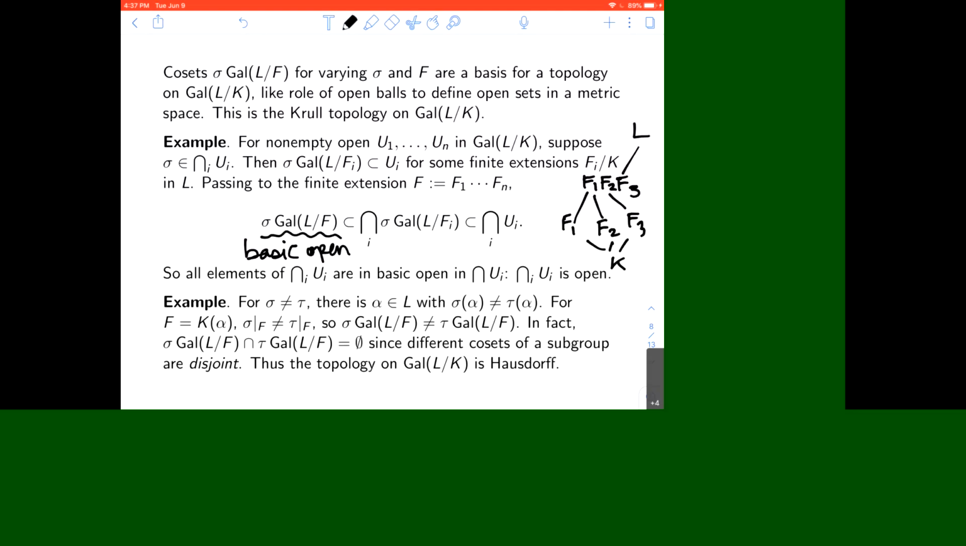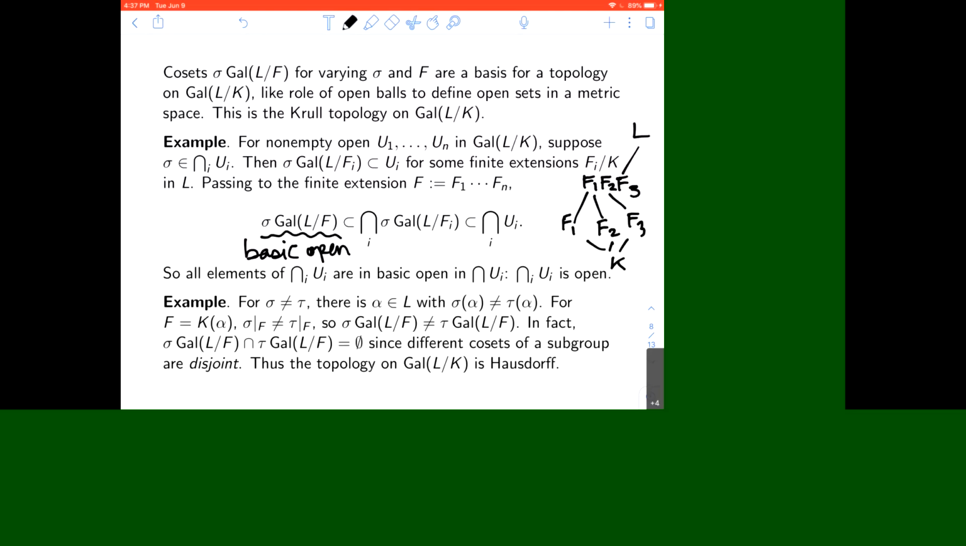Okay. And so this is just like in metric space topology, where for any point inside an intersection of finitely many balls, you pick the radius suitably and you can get it inside their intersection. Of course, open sets need not be closed under arbitrary intersections, only finitely many. So that illustrates the idea that we have a genuine topology here.